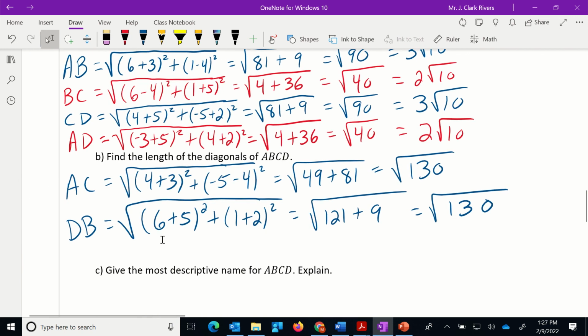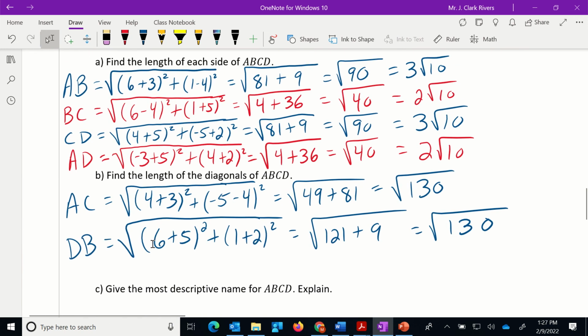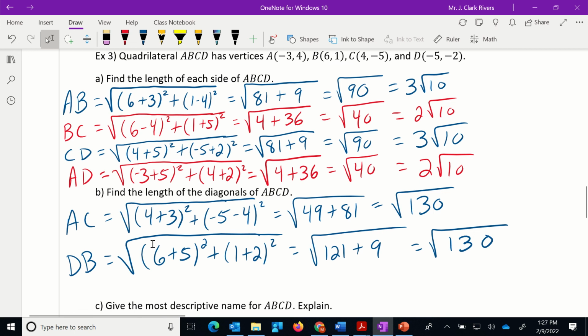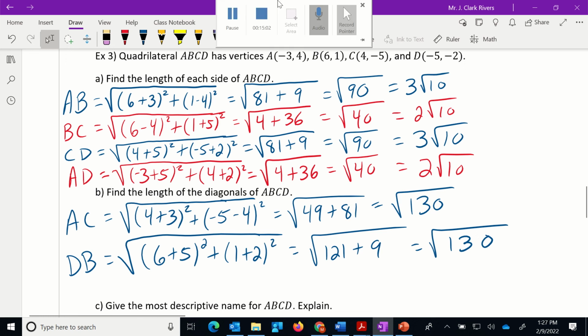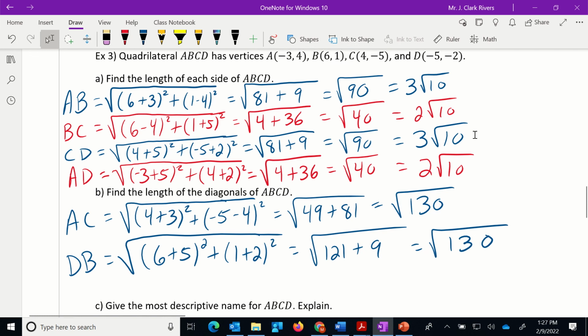So what's the most descriptive name here? We've got, first off, opposite sides are congruent, like these two blue ones, they're congruent, these two red ones, they're congruent. So what does that make it? Just off that, what do we know? It's a parallelogram, right? Is it a rhombus? No. If it were a rhombus, all four of these sides would be congruent, right? So if it's not a rhombus, it's also not a square, because every square is a rhombus, right? So we know it's not a rhombus. We know it's not a square.